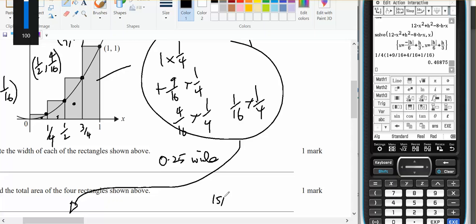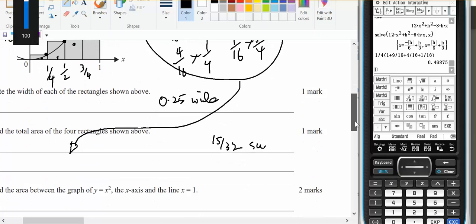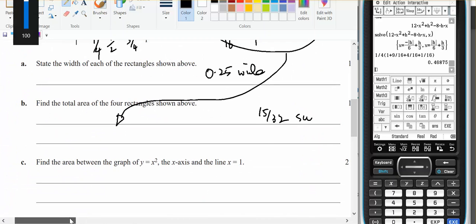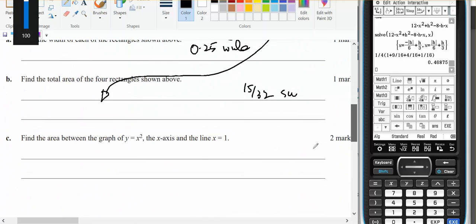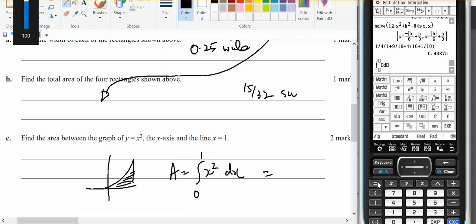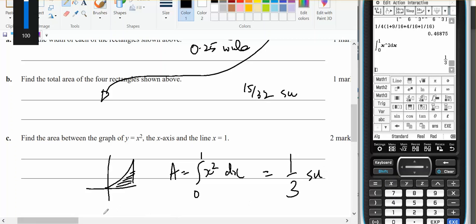There was 1 mark, so 15 on 32 square units. Find the area between the graph and the line x equals 1. So I'm wanting to find the exact area, 2 marks. The area is going to equal the integral from 0 to 1 of x squared dx. And on my calculator, that's going to give me 1/3 square units.